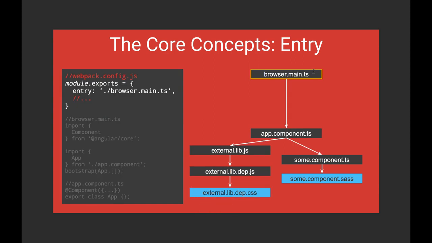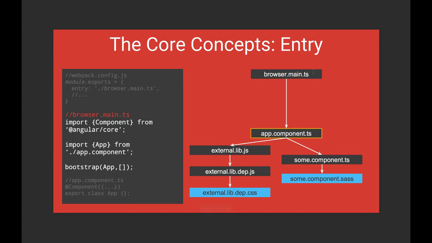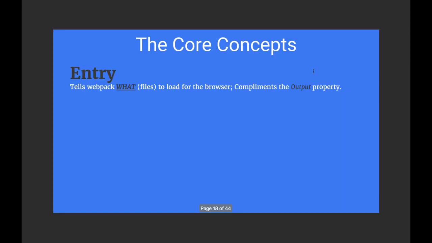Like this. In the Webpack config, we just provided that browser.main.ts is the entry point, and then the core concepts look like this, like how browser.main.ts looks. It's just importing Angular core and bootstrapping it. It can be a React app, it can be a Vue.js app, the syntax will vary, but the concept will remain the same. We need to have one common entry point. So first of all, what is the entry point telling? It tells Webpack what files need to load to the browser and what files need to be processed.